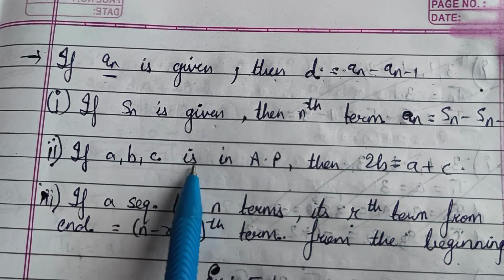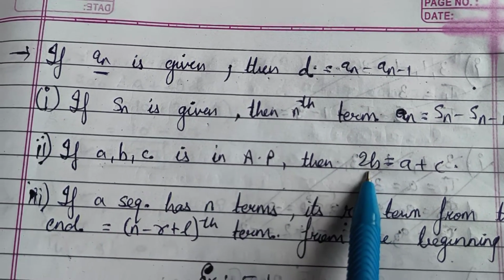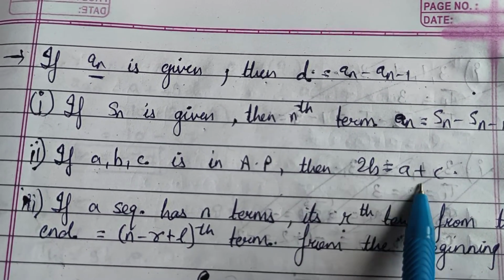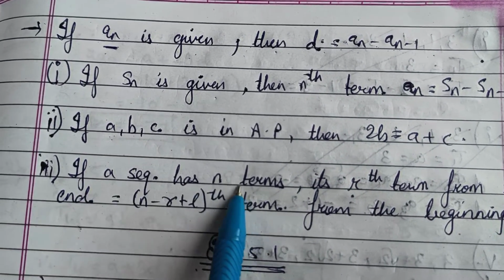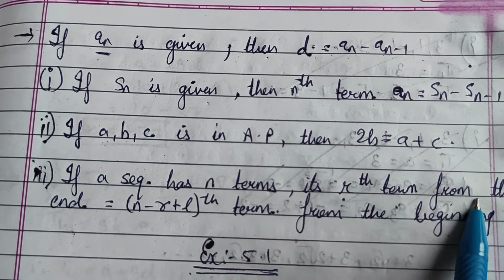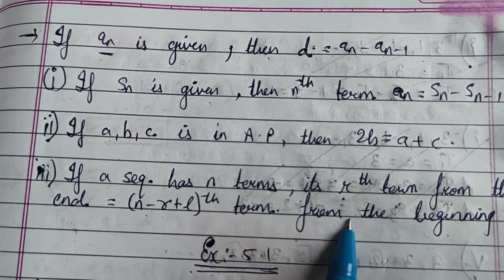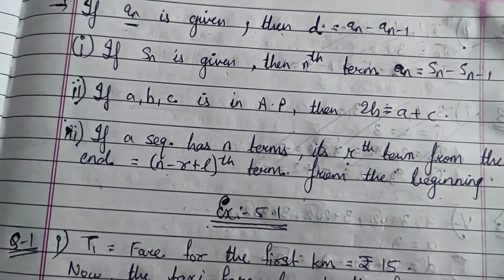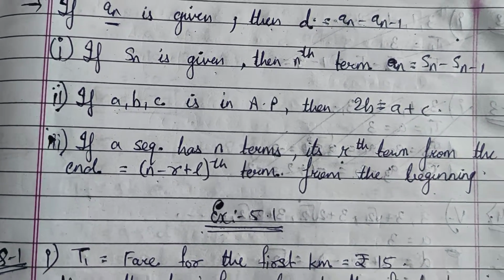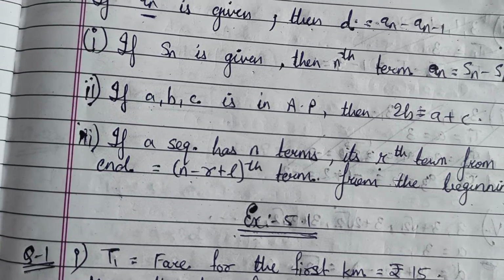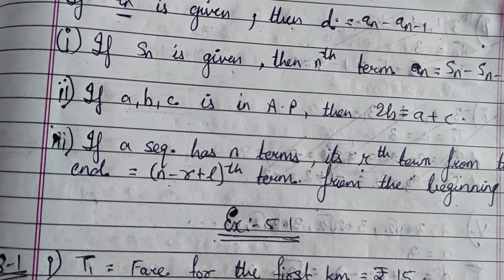Now if A, B and C are in AP, if these three are in AP, then you can write 2B, twice of B, is equal to A plus C. Now third, if a sequence has n terms, its rth term from the end is given by (n minus r plus 1)th term from the beginning. If the sequence is having n terms, its rth term from the end is equal to the (n minus r plus 1)th term from the beginning. From the beginning you have to check this.